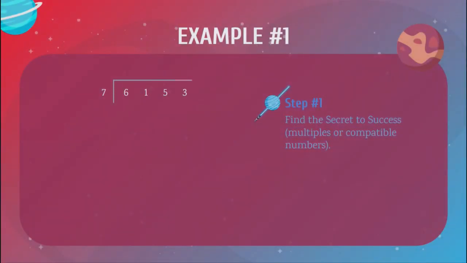So example number 1, the first thing we're going to do, like we do in any division problem, is find the secret to success, which will also be the multiples, or in the case of division, we call them compatible numbers. So the numbers that you see listed, the secret to success, are the multiples of 7, but more importantly, they are compatible numbers with 7. 7 works really well with those.